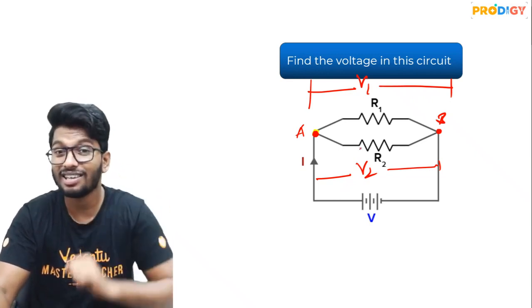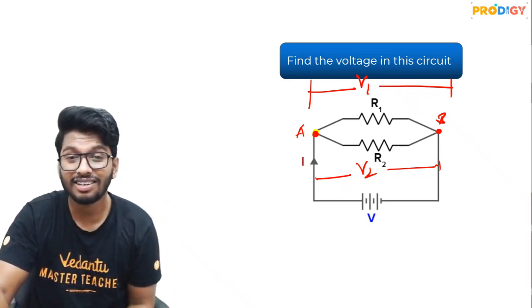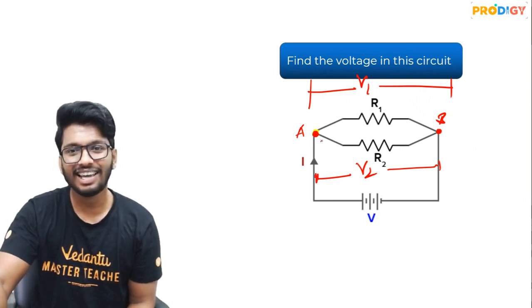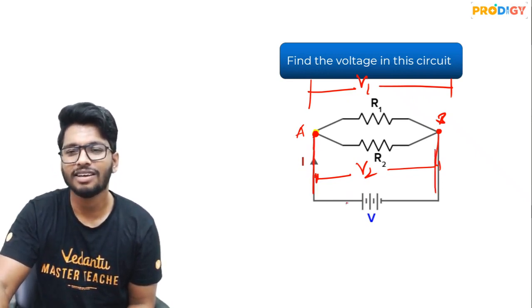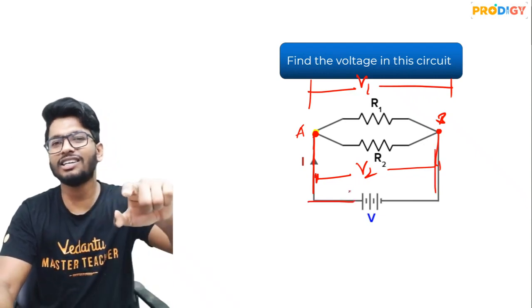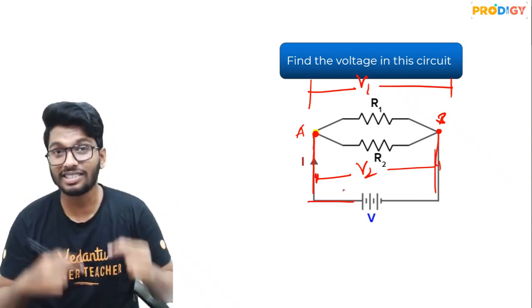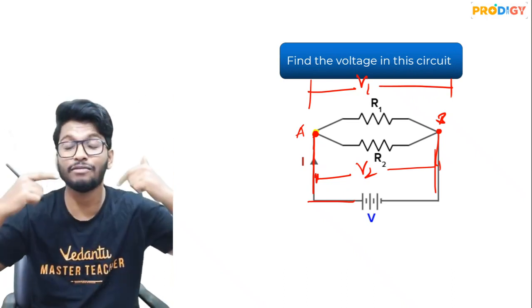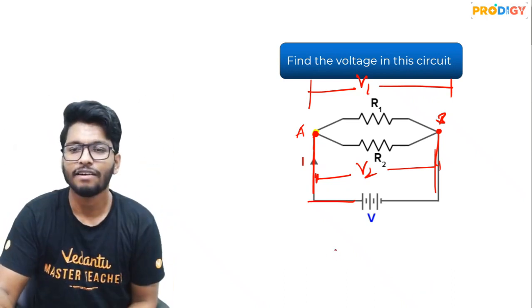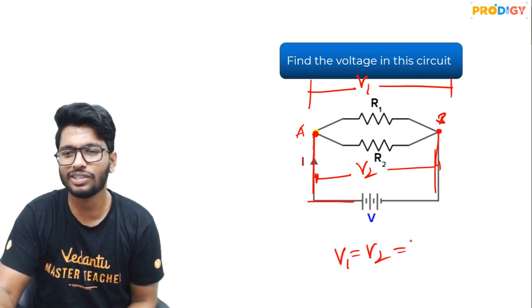Because once again guys, look at the potential. Now here, the battery is again connected to which two points? A and B itself again. So whatever is the potential difference applied by the battery, it will be the same for R1, it will be the same for R2 as well. So in other words, V1 is equal to V2, which is equal to V.